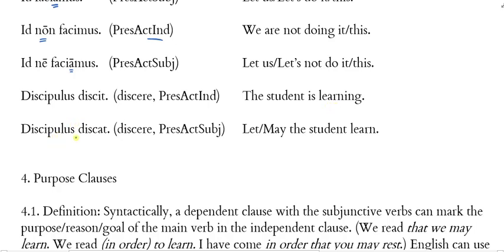And then for discipulus discat, here I have the a indicating this is subjunctive. And it's may the student learn, or let the student learn. Here, as the speaker, I'm expressing my will for the student to learn. I'm basically imposing my will on a third person subject. So that's the jussive subjunctive function.